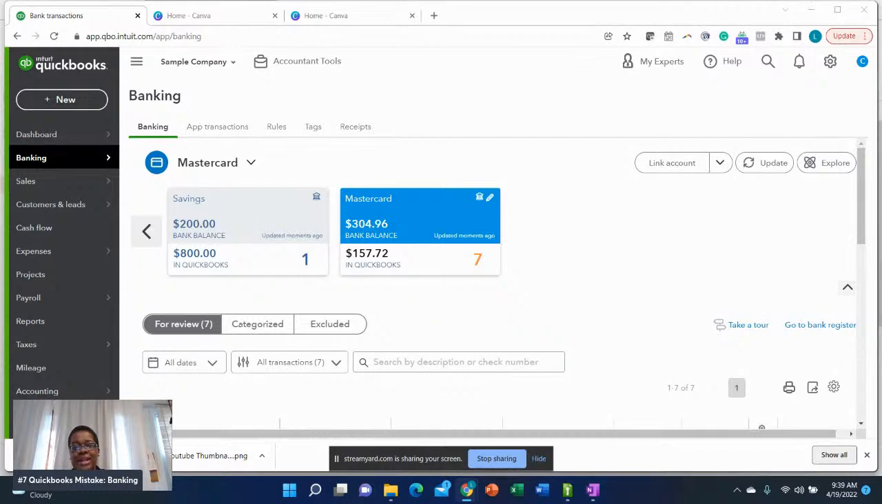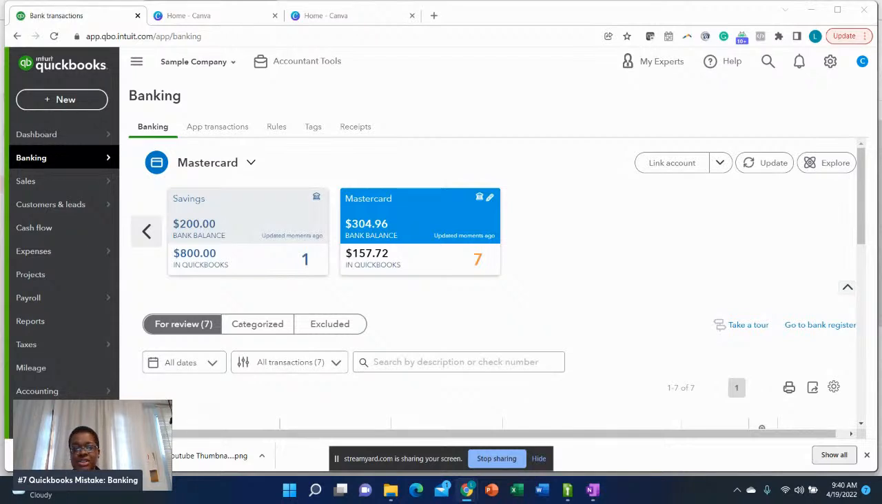So, here we are with another tutorial on QuickBooks. The number seven mistake that we make regarding QuickBooks is not understanding the banking section. It probably should have been number one. So many individuals misunderstand what the banking section is.